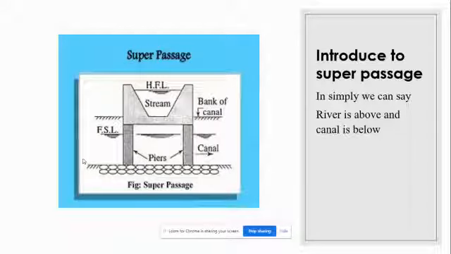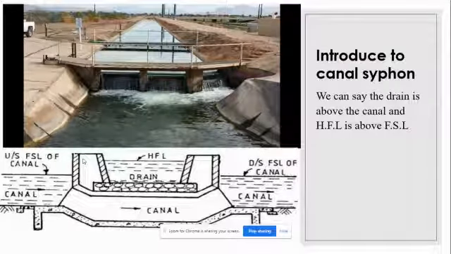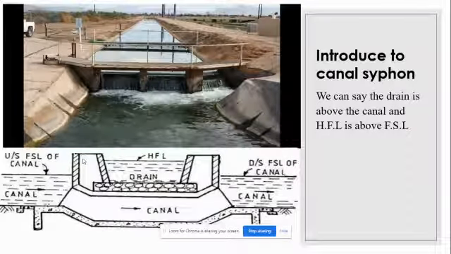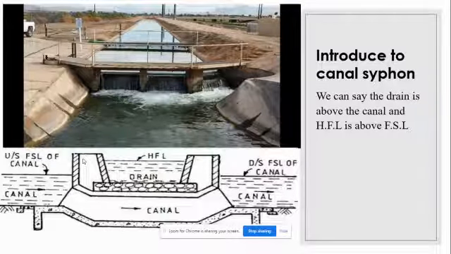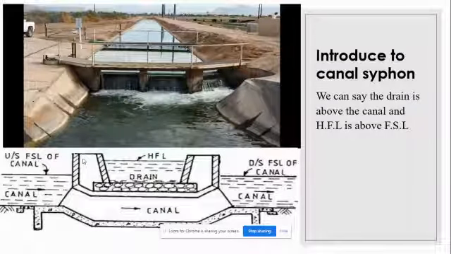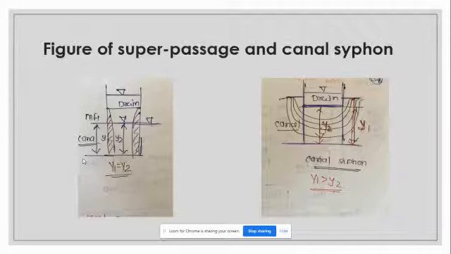That means super passage and canal siphon. We can simply say river is above and canal is below, but full FSL is greater than bed level. That means it is a canal siphon. This is more clarification of super passage and canal siphon, because some students confuse these two figures, and we should understand completely in our mind how to set these two figures.